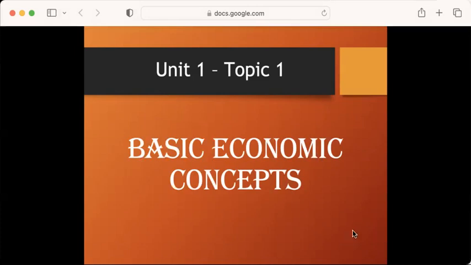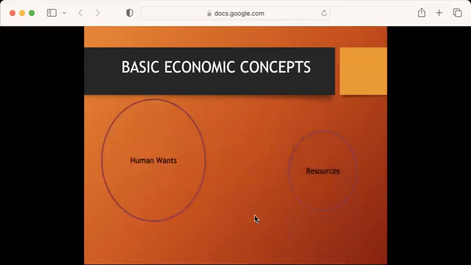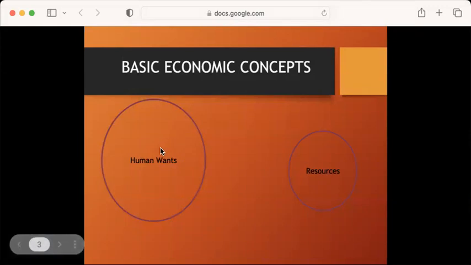Okay, the basic economic concepts. Here we are about to discuss the definitions of basic things related to economics. First of all, let's talk about what economics is, with a diagram. Now I have drawn some circles. If you look at the bigger circle, it shows human wants, and the smaller one, resources.